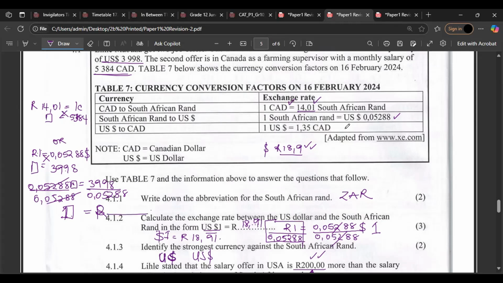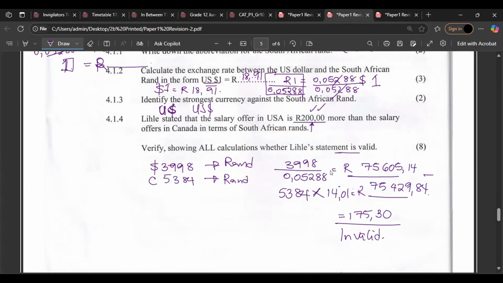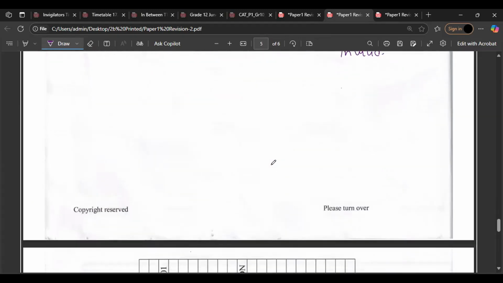That's why here we divided and here we multiplied. Take note of that. All right. And this brings us to the revision.